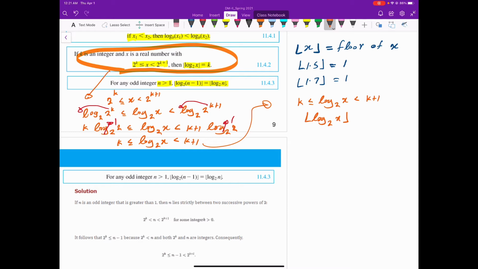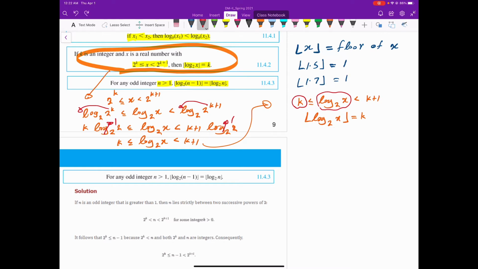Since it was between two integers, this value should be equal to the lower number. The number at the lower end, when you get the floor function, because this is a number which is between two consecutive integers. So when you get the floor function of that, it should equal the lower bound, like I explained right here.